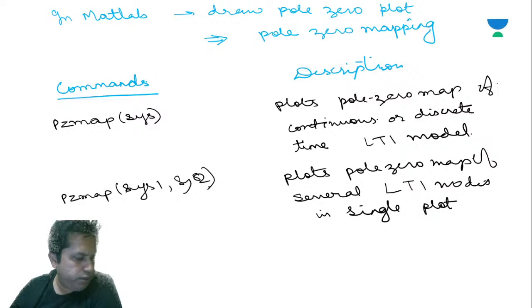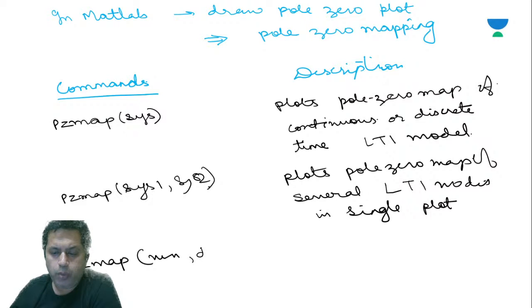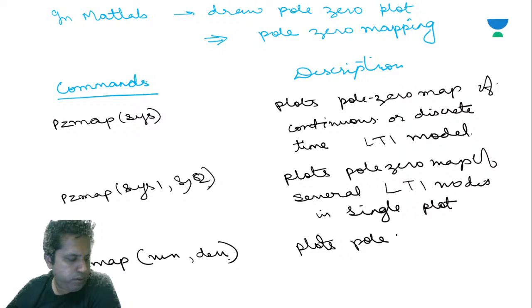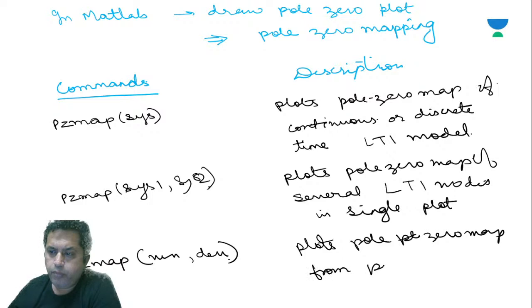Next one is pzmap(numerator, denominator). It plots the pole zero plot or pole zero map from polynomial coefficients.